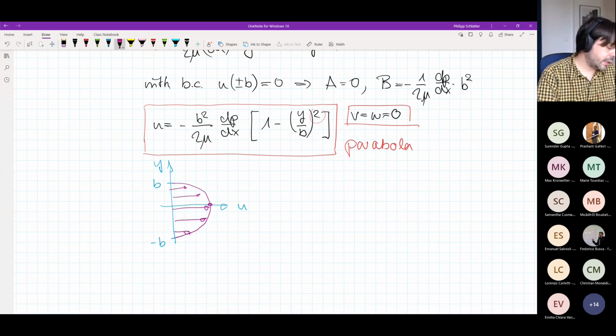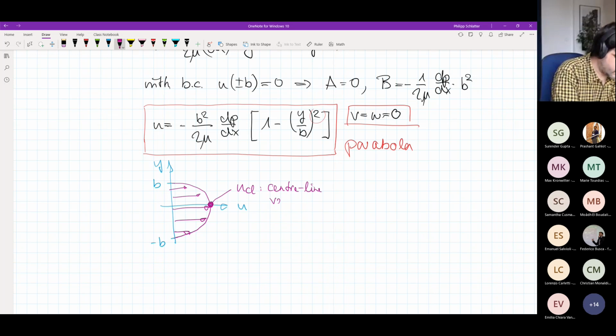Now we actually see an interesting thing which you can use to simplify the profile a little bit. You realize that of course there's a maximum somewhere of this profile, and that is here in the middle at y being 0. And this particular velocity here is called UCL, for the center line velocity. So that's the velocity in the center. And of course, now from the equation, you can directly see what this UCL is. Well, it's essentially this factor here.